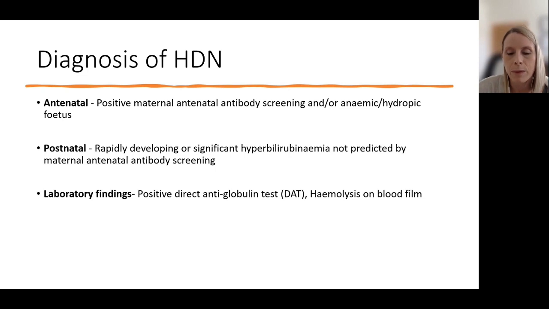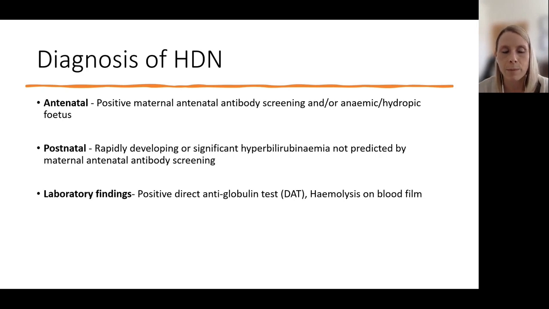Postnatally is the second time point where we could pick up haemolytic disease of the newborn. So if we've got a mummy with a positive antibody screen, these are the babies we would keep a closer eye on and do blood tests early. And we may see a rapidly increasing bilirubin level or a very high bilirubin level at birth. And we might see evidence of hemolysis, red cell breakdown. So we might see a baby who has initially a normal hemoglobin, but then within the first 24 hours, we rapidly see the hemoglobin decreasing.